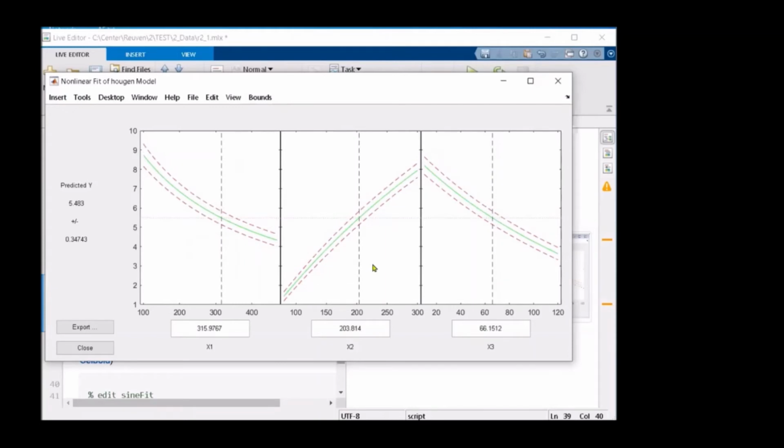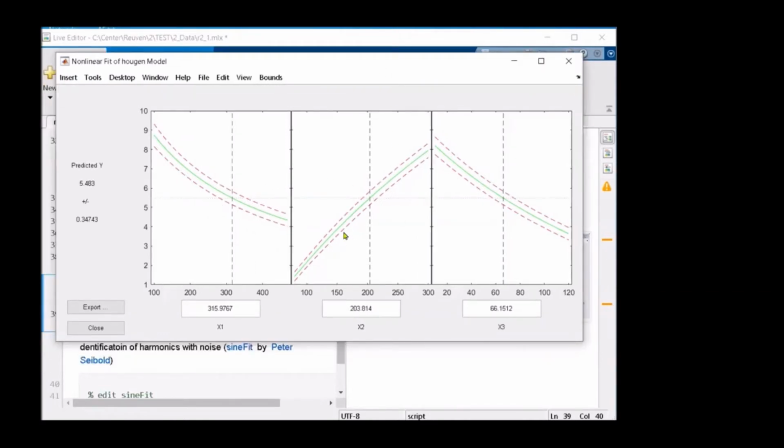The toolbox for nonlinear fitting can explain that this is really a complicated model, and each reactant, each input, has a different influence on the model. The first one is just a decreasing influence, and this is increasing, decreasing. But this nonlinear fitting toolbox allows us to understand the relation from the input to the output of this nonlinear model.